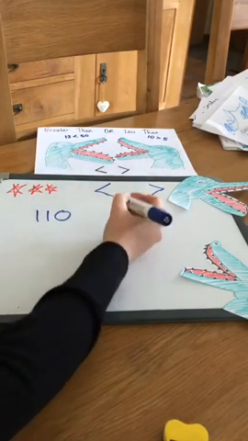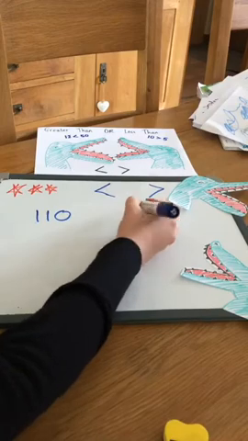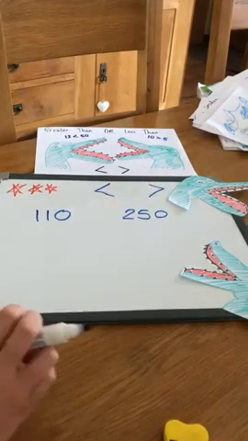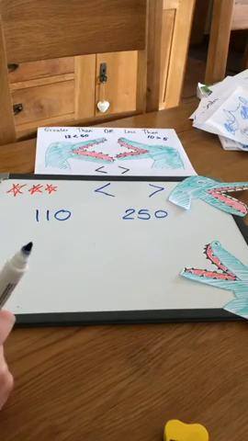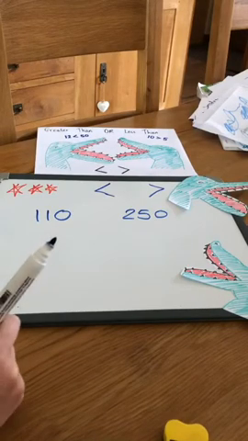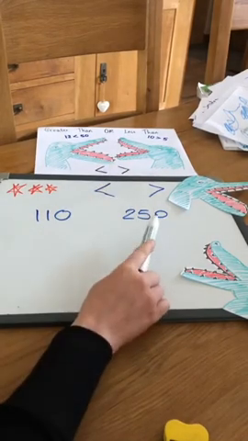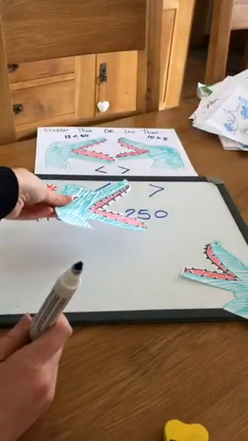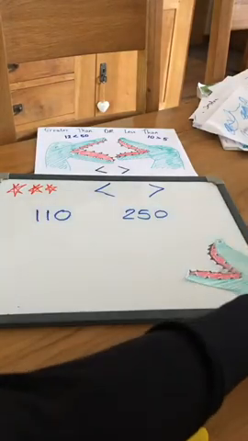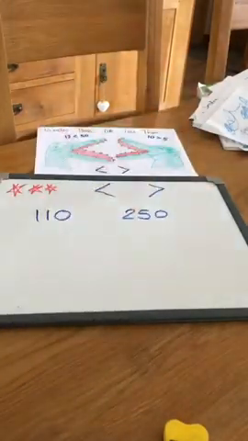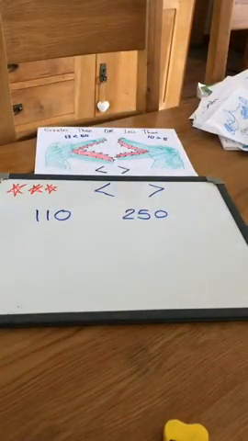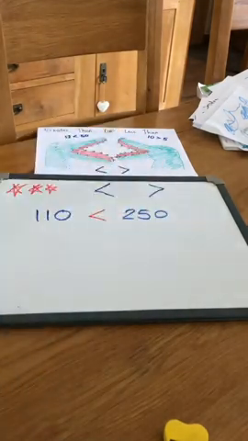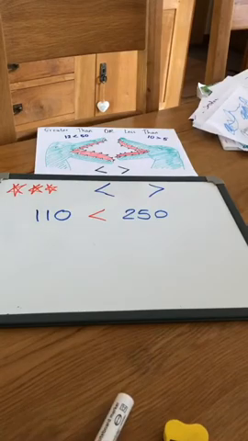110 and 250. So which number is bigger? Which number is greater than? Yep, 250. So which one is the crocodile going to eat? Is he going to eat 250 or is he going to eat 110? That's right, he's going to eat 250. So we do it this way around. 250. Right, I'll give you another one now.